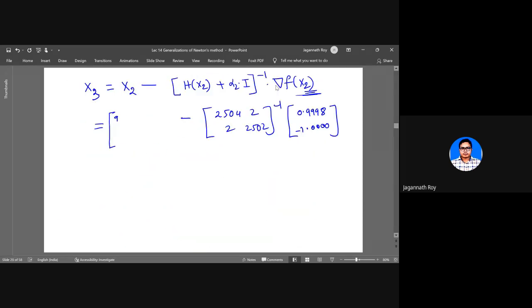Minus 0.9998 into 10 to the power minus 4. If you just perform this operation using MATLAB or Excel, you will get the values. x3 will be minus 4.9958 into 10 to the power minus 3.